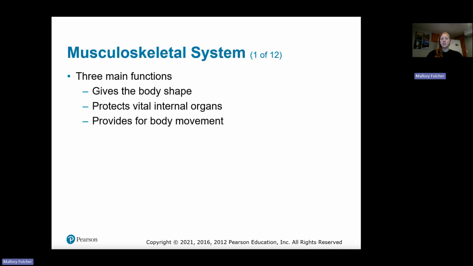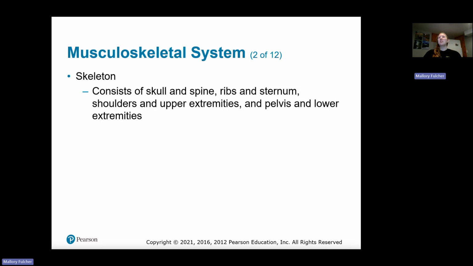So the musculoskeletal system has 3 main functions. It gives the body shape, it protects all of our vital organs, and it provides structure for body movement. The skeleton is a huge part of the musculoskeletal system. It consists of the skull, spine, ribs, sternum, essentially all of our bones within our skeleton.